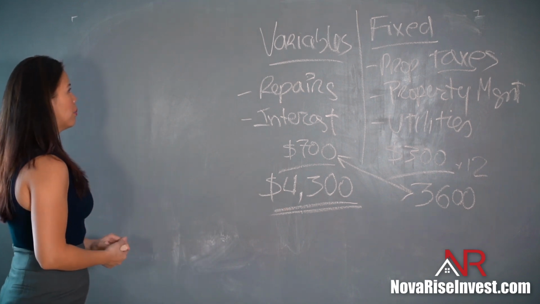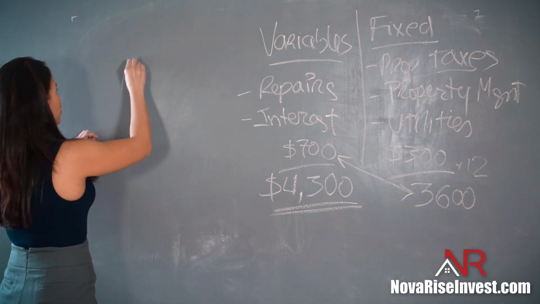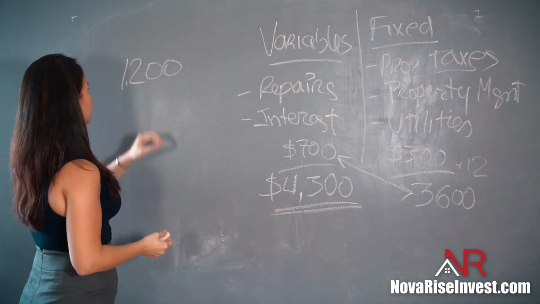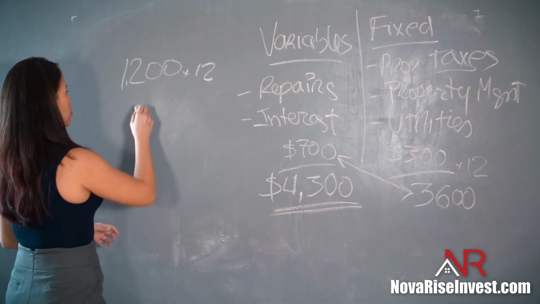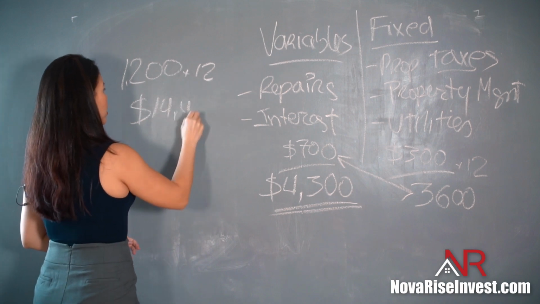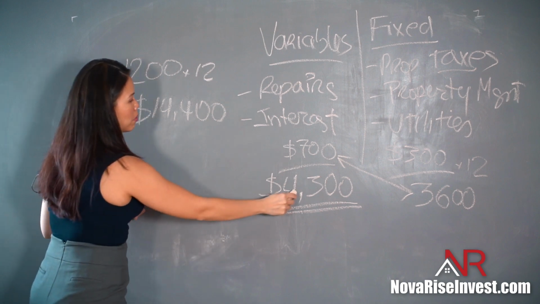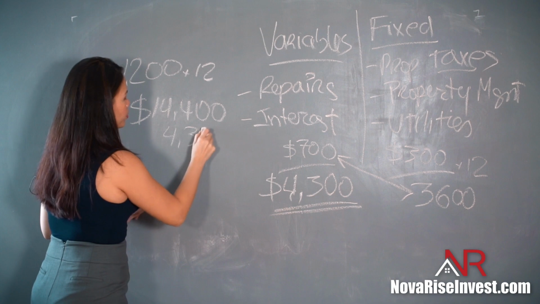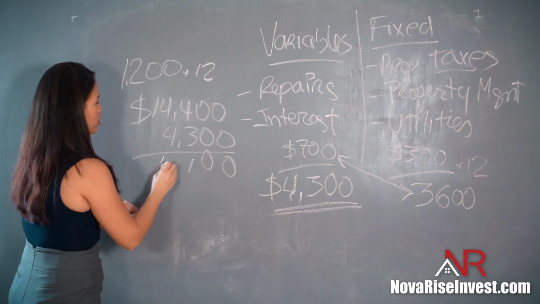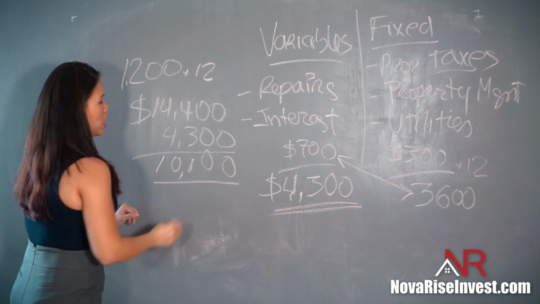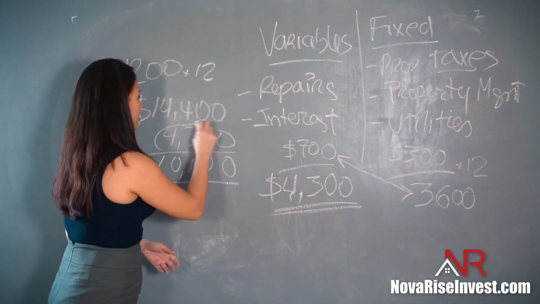Now, let's just say, for example, that you are getting $1,200 a month for rental income, right? For every $1,200 a month, you will multiply that by 12, right? Which in essence turns out to be $14,400, right? So now what you're gonna do is take this $14,400 and then you're gonna minus $4,300 from it, and therefore your net income becomes $10,100, right?